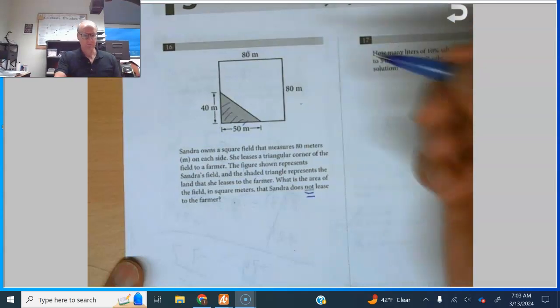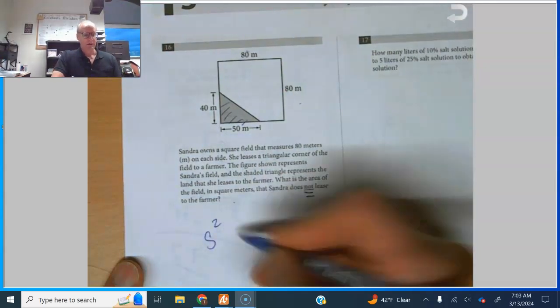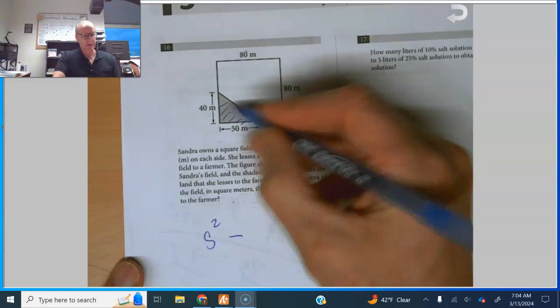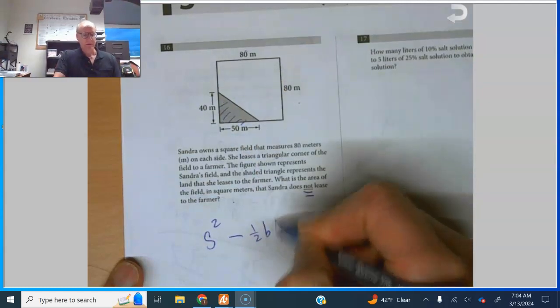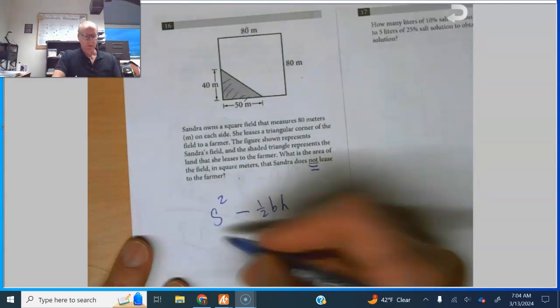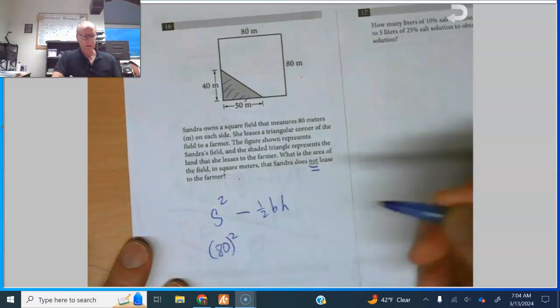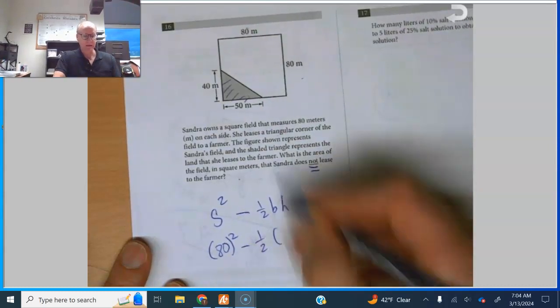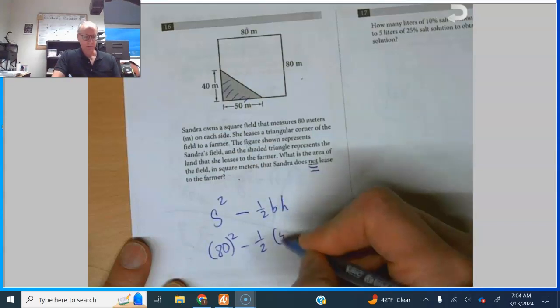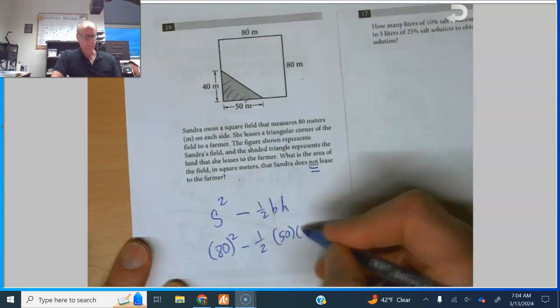Well, you're going to take the area of the square, which is s squared, and you're going to subtract the area of a triangle, which is 1/2 base times height. So all you had to do is put your numbers in. We're going to take 80 squared minus 1/2 times the base of the triangle, which is 50. The height of the triangle is 40.